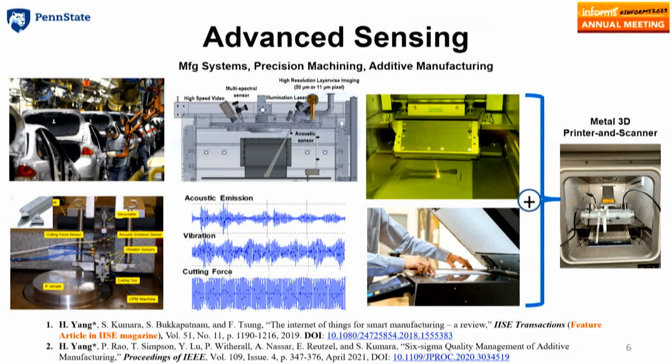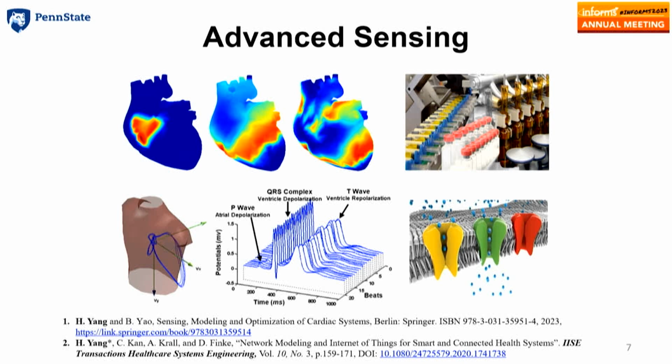And this is another example of advanced sensing in the healthcare area. This is a simulation model I developed for the human heart and electric wave conduction and propagation through the human heart, and also pharmaceutical engineering, and we collect a lot of data in the process. One classical example is the sweetheart problem, because I had one NSF project specifically focused on diabetic complications on the human heart.